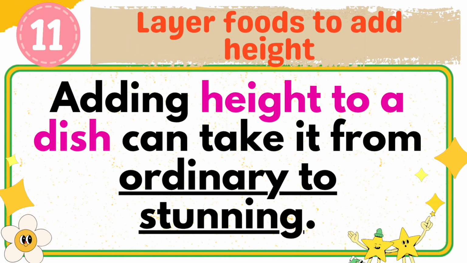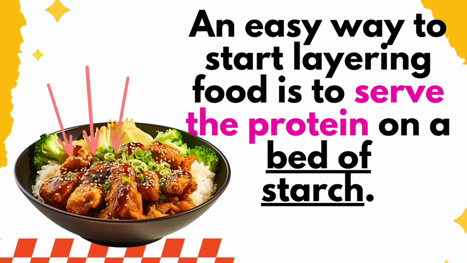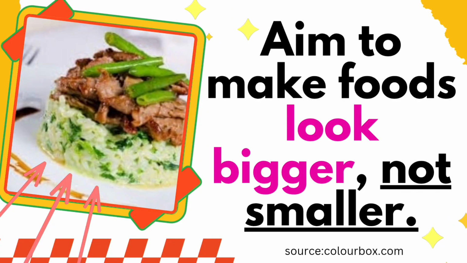11. Layer foods to add height. Adding height to a dish can take it from ordinary to stunning. An easy way to start layering food is to serve the protein on a bed of starch. Aim to make foods look bigger, not smaller.